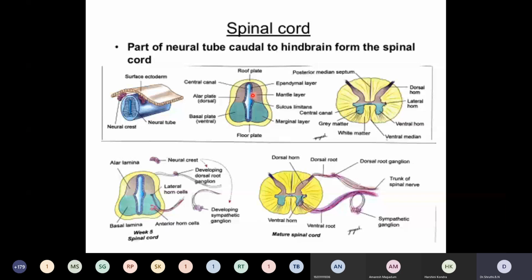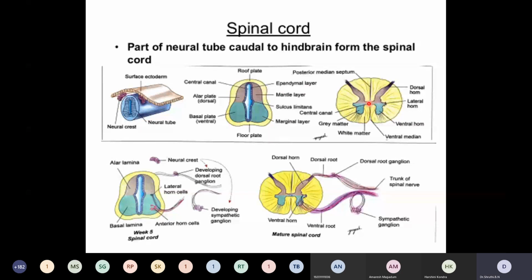The innermost is the ependymal layer. We know that the ventricles are lined by ependymal cells. The next layer is called the mantle zone, where you get the neurons and neuroglial cells, and the outermost yellow structure represents the marginal layer, which forms the supporting neuroglial cells, and their processes extend upwards and downwards and form the white matter of the spinal cord. So here it is the same as in the third picture.